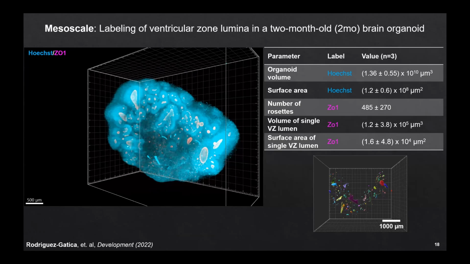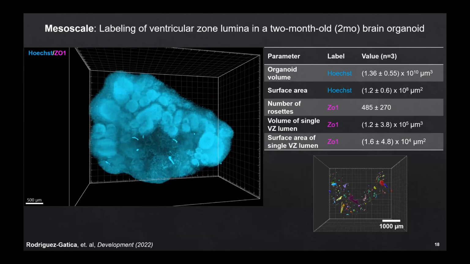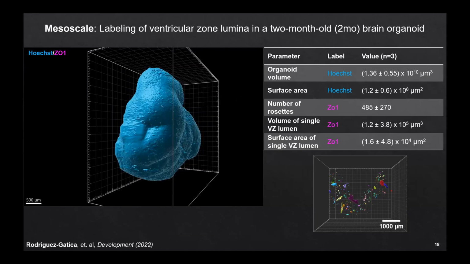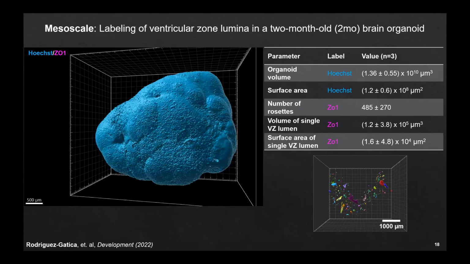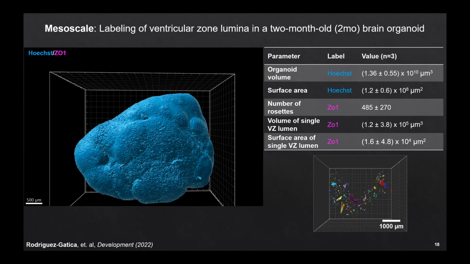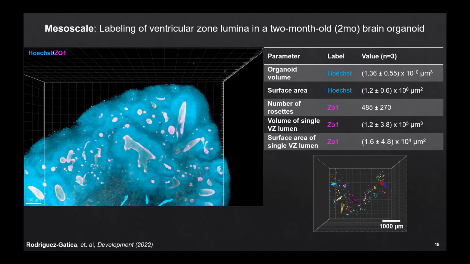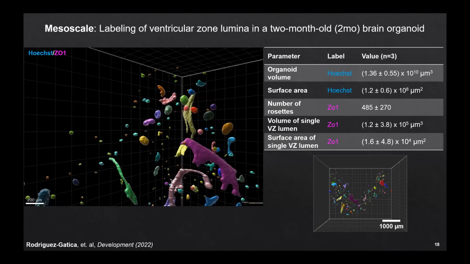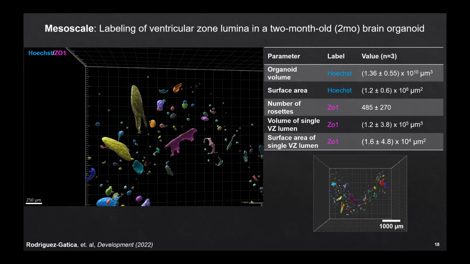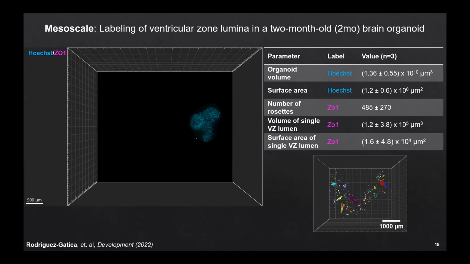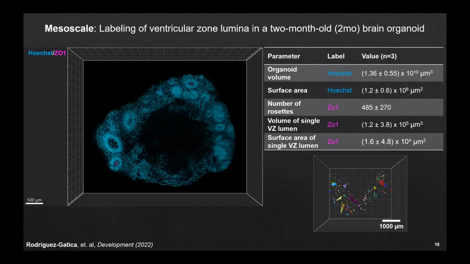I mean, here I can show more parameters that we can already get from the mesoscale using the expansion as a clearing method, right? So we don't have to expand, and we can still get all this information that, for example, allows us to compare organoids under drug treatment or disease models, and so on.